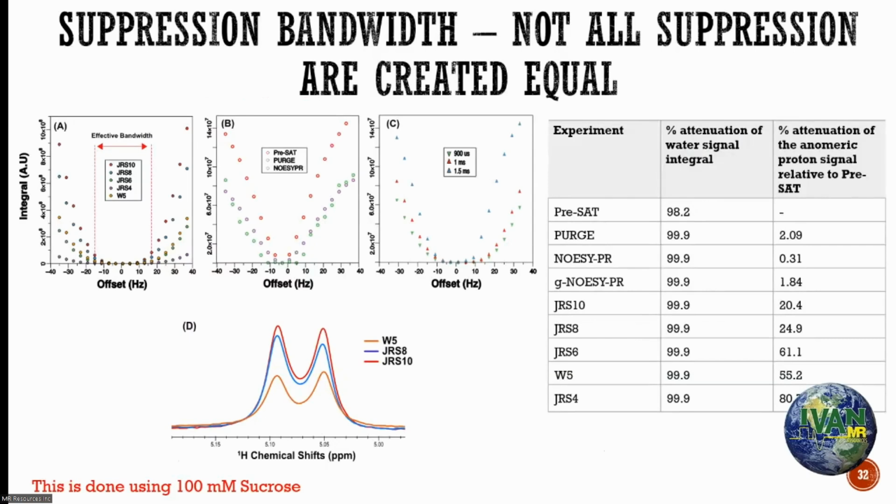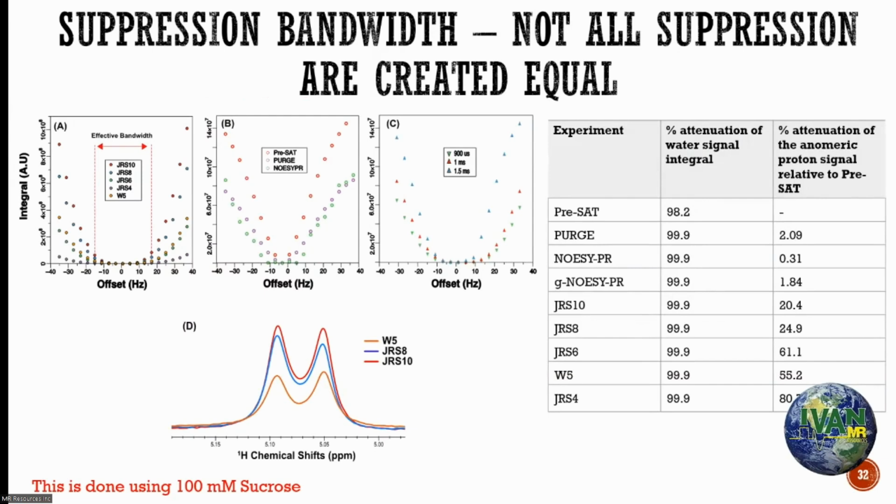Here we did a brief study. Here we look at the different kinds of water suppression. We have the aggressive water suppression based on W5 Watergate. Here we have the standard preset, the standard NOESY preset, as well as PURGE. And the last graph here looks at the delay in between the binomial pulses and how it narrows down the suppression bandwidth.